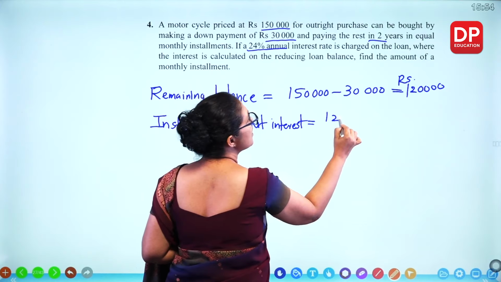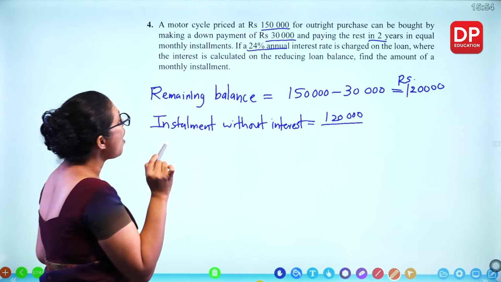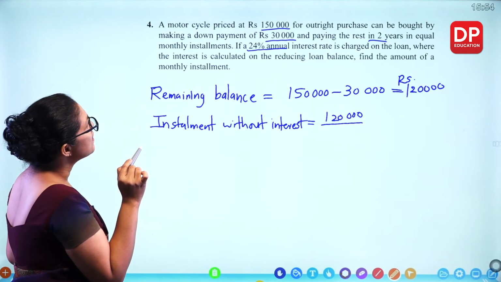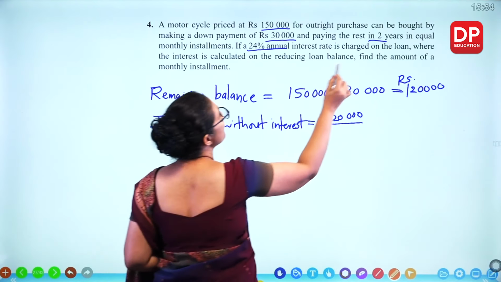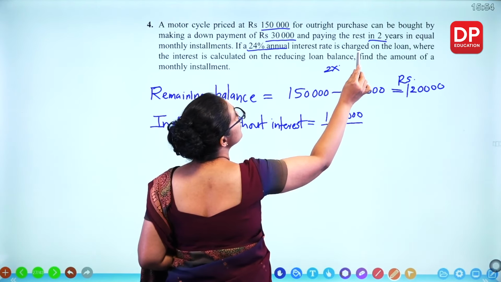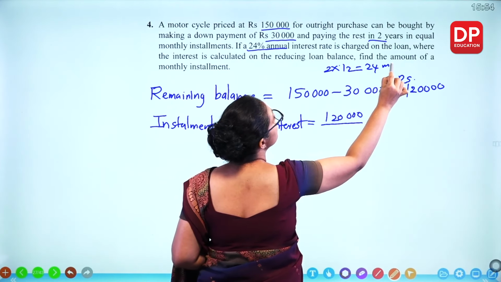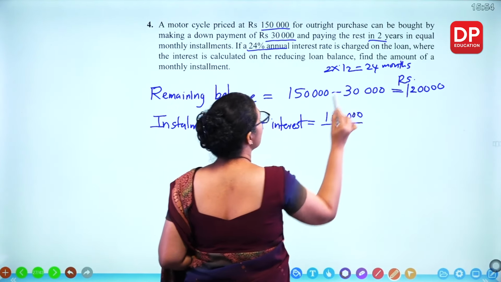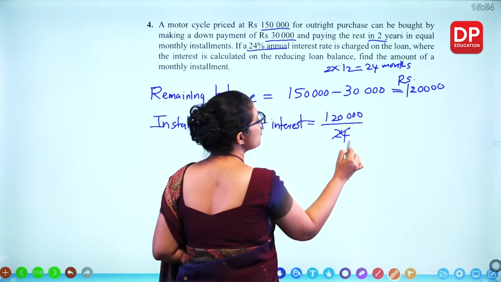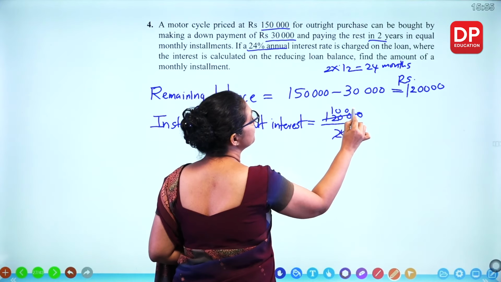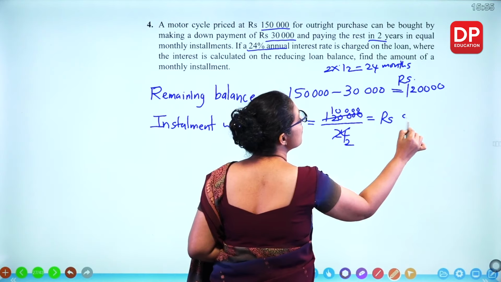So 120,000 divide by, how many months are there? 2 years. How many months? 2 into 12, 24 months are there. So you need to divide by 24. 12 times 2, 12 times 1. Then 10,000 divided by 2, you get 5,000.